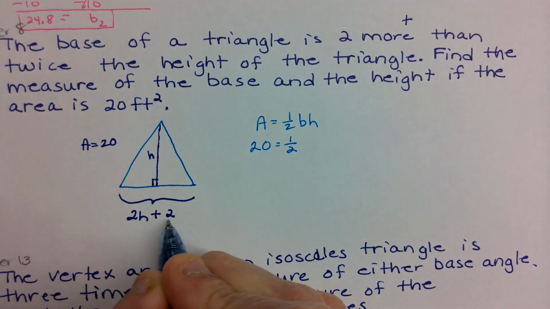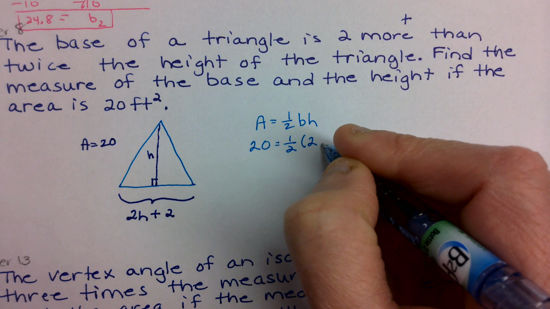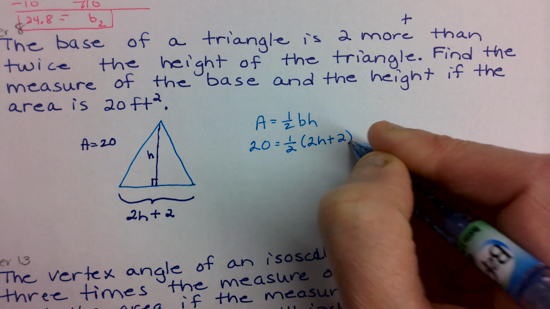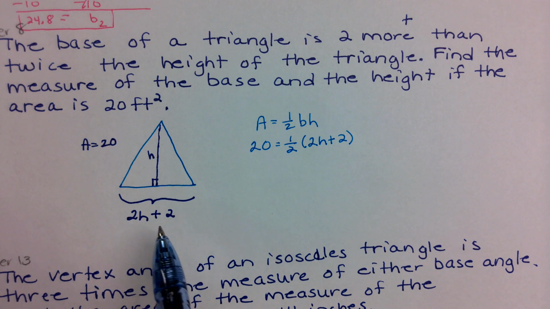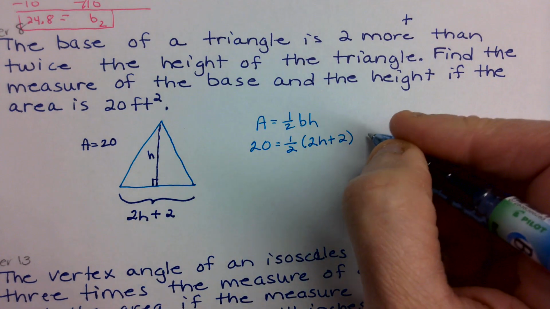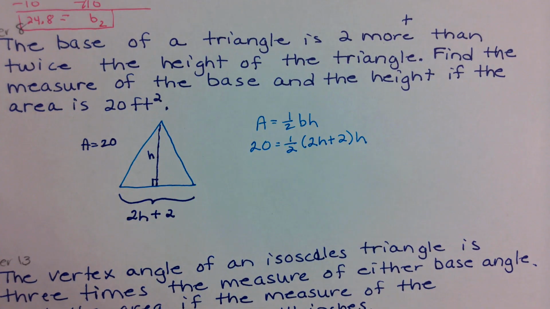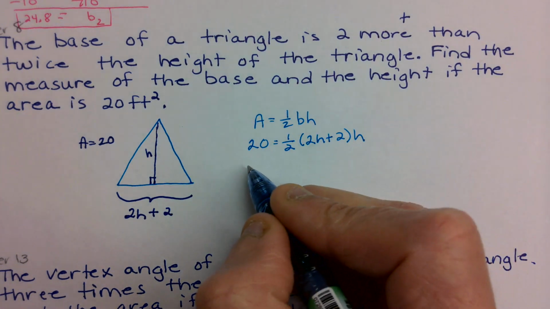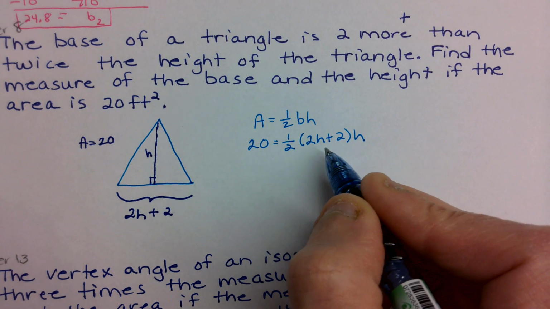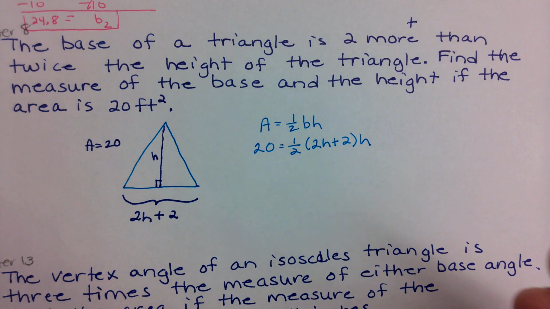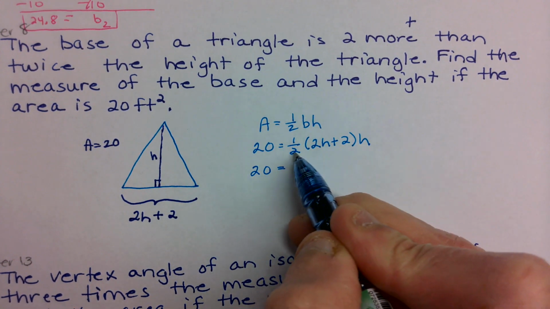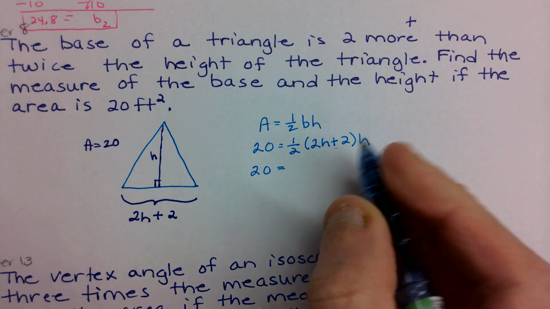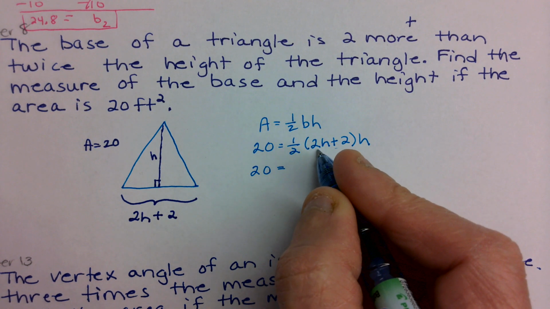So the base is 2h plus 2, so I'm going to make sure I put that in parentheses, because that is an addition sign, and we got to keep the order of operations right, times the height, which is h. Now let's just see what we get when we multiply and get this all simplified. Okay, so we have 20 equals, I'm going to multiply this half through here, so 1/2.